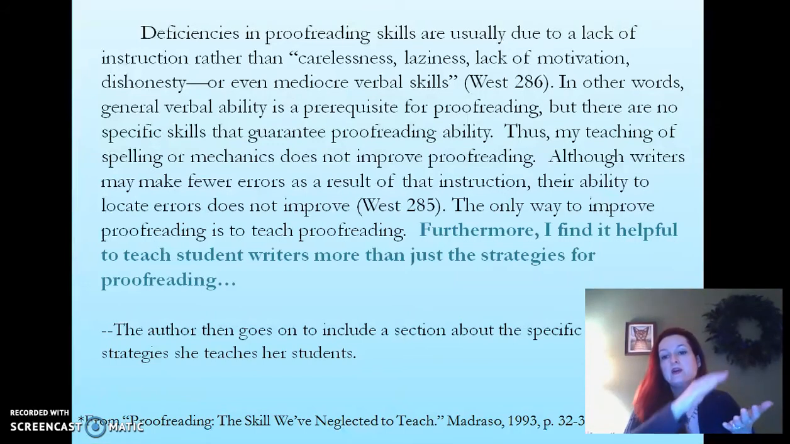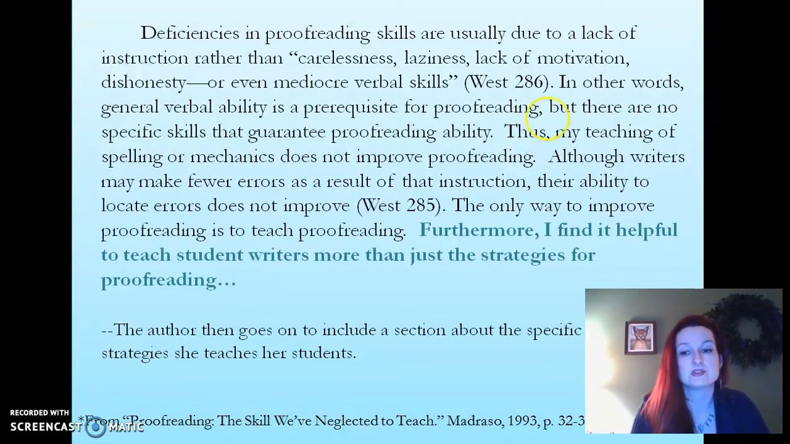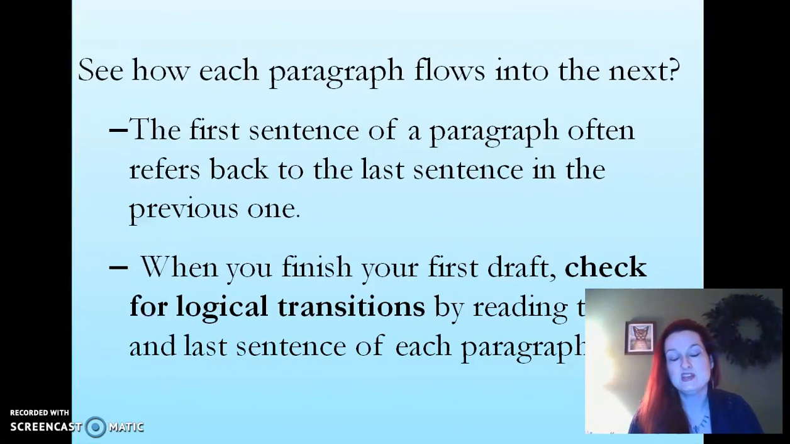So we've got a very smooth flow here from idea to idea to idea, and that is what you want to strive for in the body of your paper. Each paragraph flowing into the next. Now, the first sentence of a paragraph will often refer back to the last sentence in the previous one. In that example that we just looked at, that's exactly what's going on.